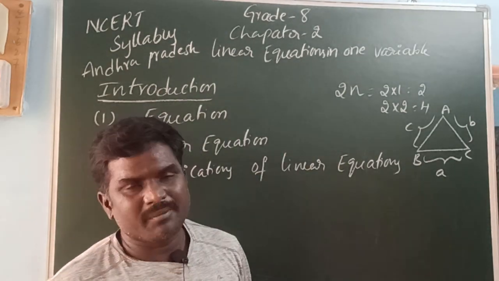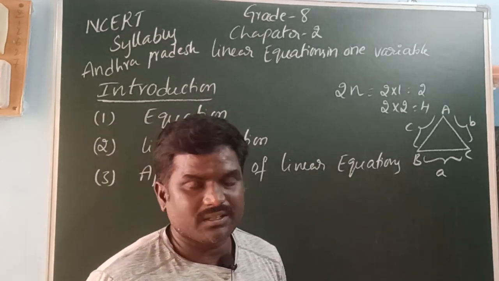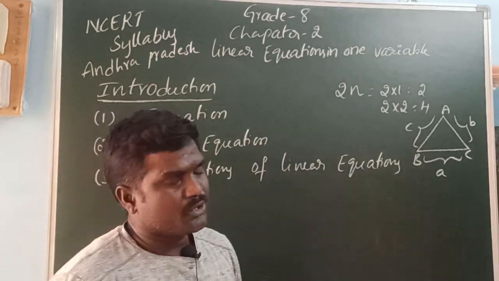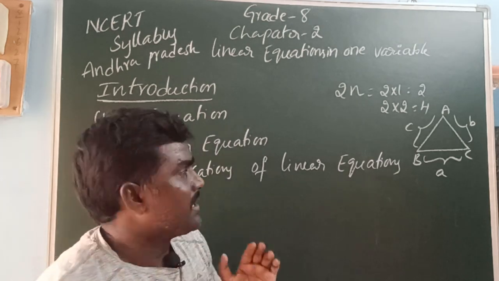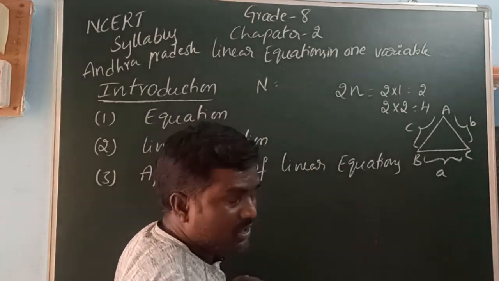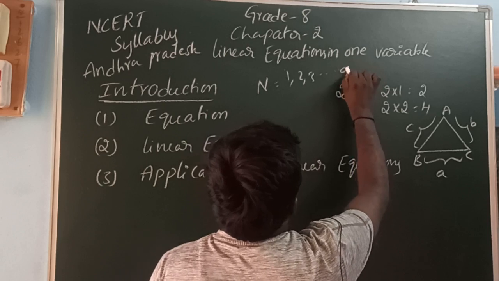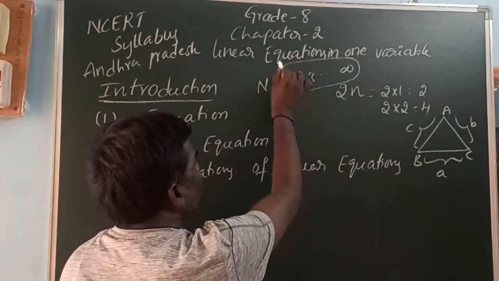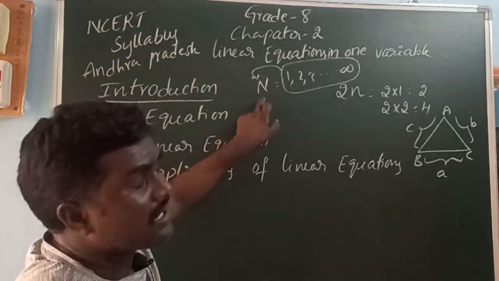Okay, so variable means what? A symbol that can change for any numerical value, that symbol is called variable. Okay, here variables are denoted by capital alphabetic letters and small alphabetic letters. Here natural numbers are denoted by N. Natural number means what? Counting numbers. So 1, 2, 3 and so on, infinity. For all these numerical values, you can put only one symbol, that is capital N. So here N is the variable.